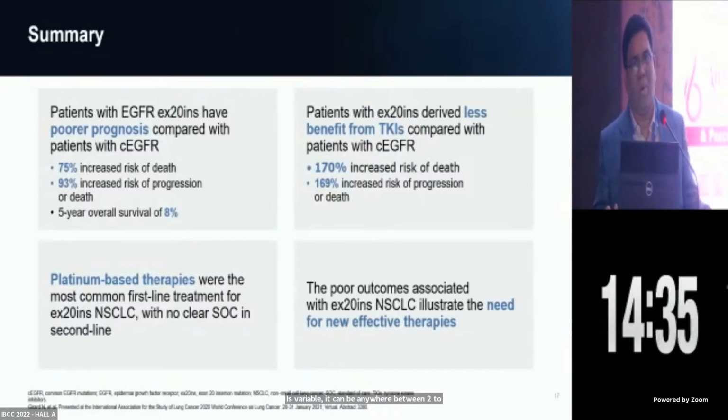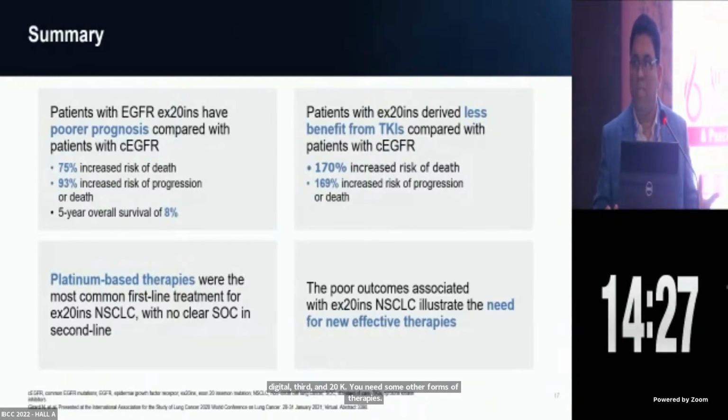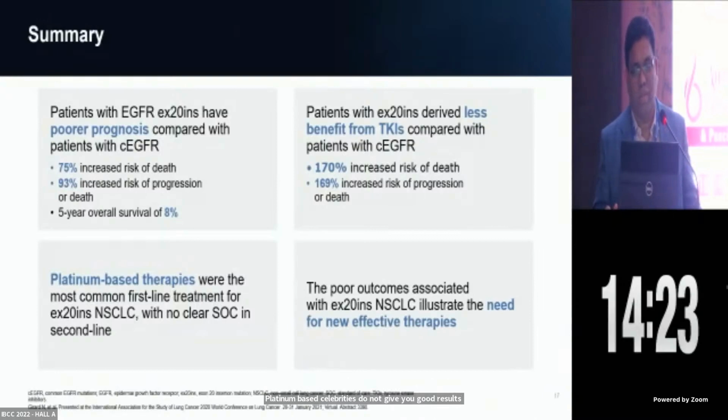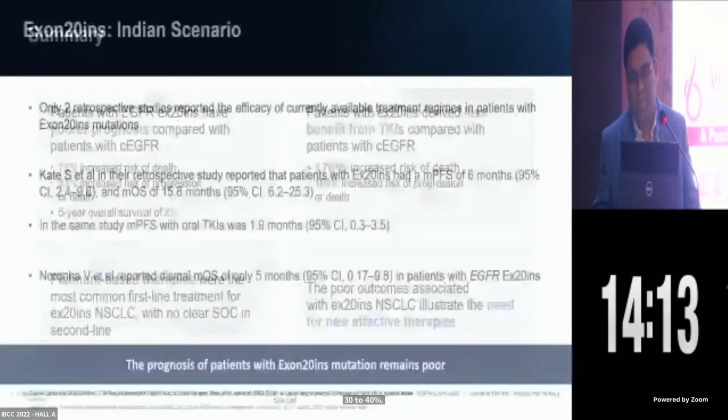They do not respond to your first generation, second generation, third generation TKI. We need some other forms of therapies. Platinum-based therapies do not give you good results, with a median PFS reportedly between 4 to 6 months. And at the end of 5 years, with other TKI, you have patients living for around 30 to 40%. Here, only 8% of the patients go ahead.